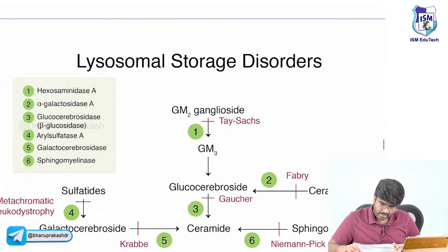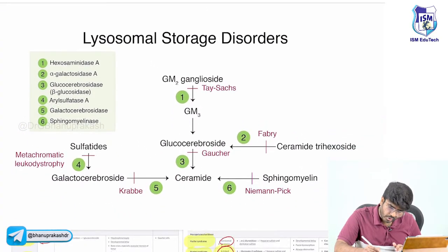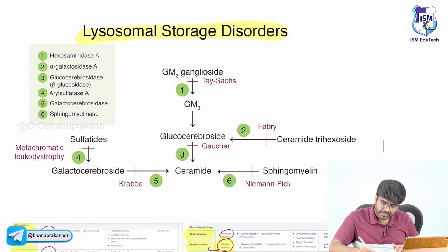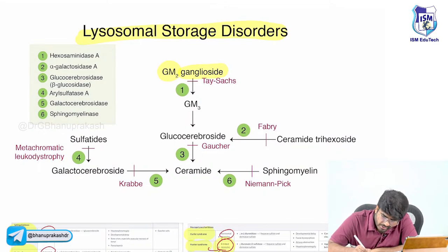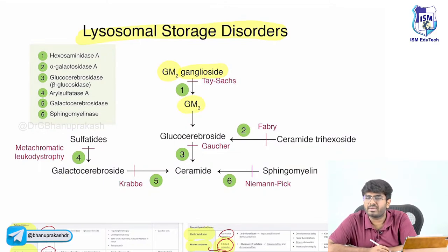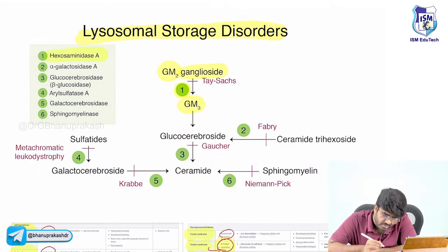Look here, guys. Here I am talking about the lysosomal storage disorders. Let's begin with the GM2 gangliosides. The GM2 gangliosides need to be broken down into GM3. With the help of which enzyme? With the help of this first enzyme, hexosaminidase A.